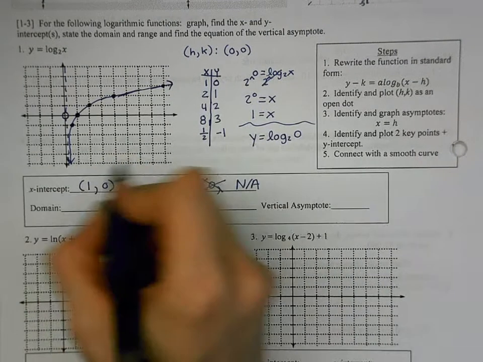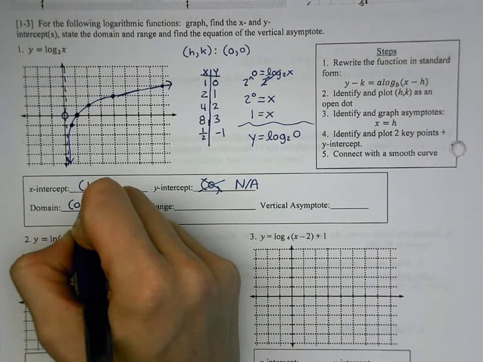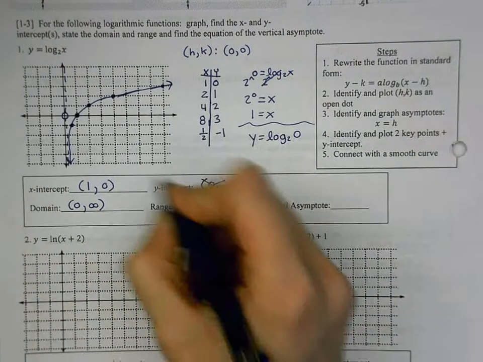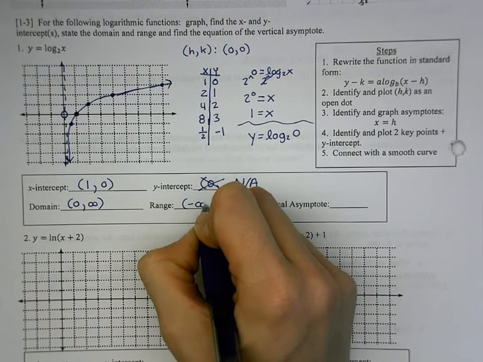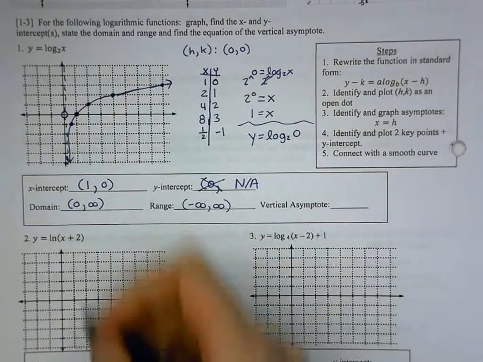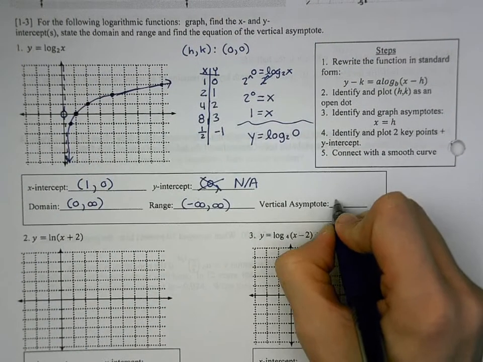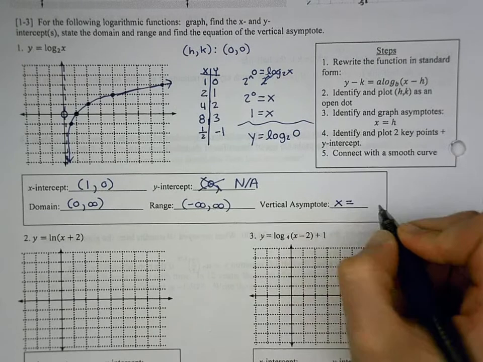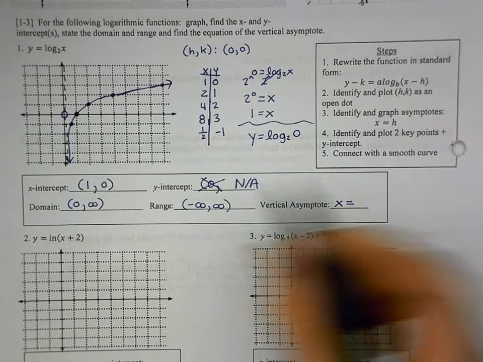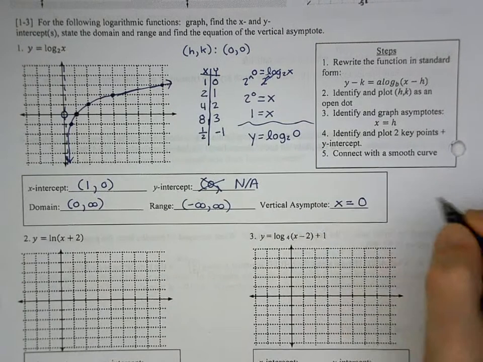Okay, for domain here, my x values would be everything from 0 to infinity. My range are my y values, which would be -infinity to infinity. And my vertical asymptote is on the y-axis. A vertical line is x equals, a horizontal line would be y equals. But my vertical asymptote is x equals, and in this case it's x equals 0.